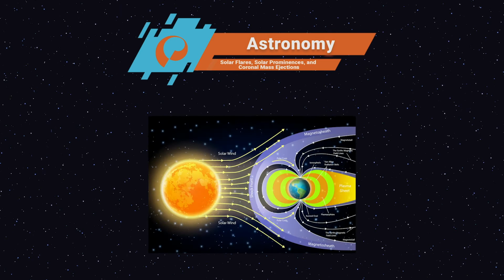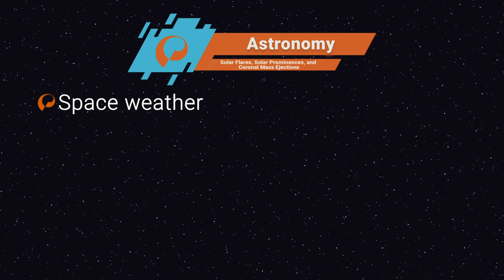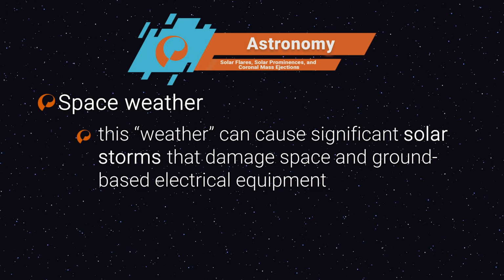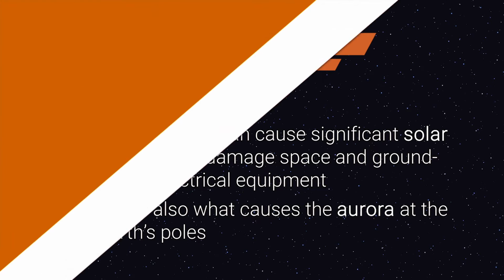Streams of plasma are released from the upper layers of the solar atmosphere and accelerated outward into the solar system by the Sun's magnetic field. This stream of charged particles is called the solar wind and consists of mostly protons and electrons. This wind, and the flares and CMEs that periodically occur, causes space weather. This weather can cause significant solar storms that damage space and ground-based electrical equipment. This is also what causes the aurora at the Earth's poles.